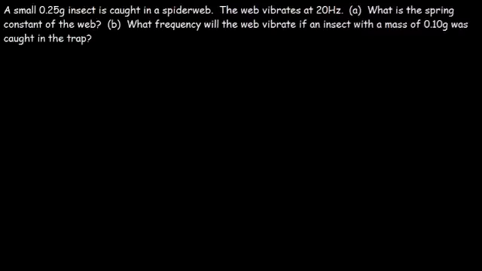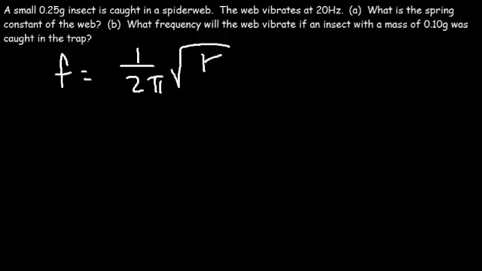So here's another problem. Here we have an insect caught in a spider web. We have the mass of the insect and the frequency, and we need to find the spring constant k. So let's start with the equation f is equal to 1 over 2 pi times the square root of k divided by m. Now let's solve for k. So first, let's multiply both sides by 2 pi.